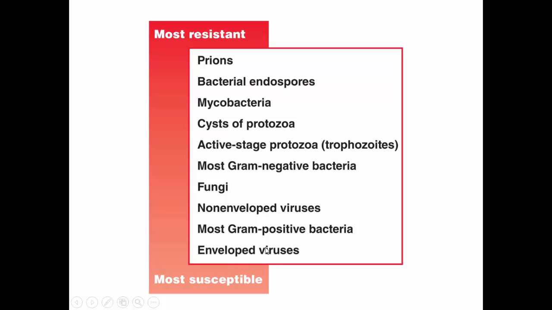Most things that have an exposed cell membrane are pretty easy to kill. As we get up here to prions and bacterial endospores and mycobacteria, which has mycolic acid in its cell wall, we have more resistant things, things that are harder to kill.